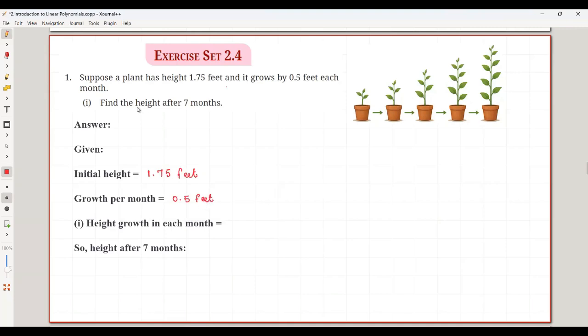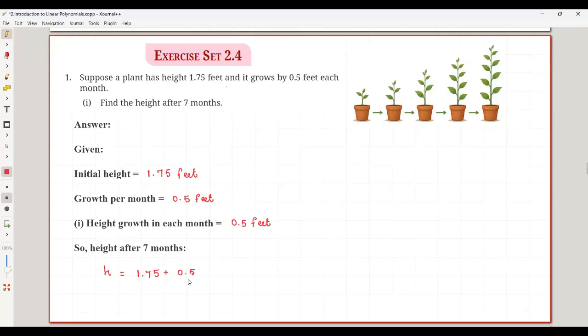Now for the first question, find the height after 7 months. Height growth in each month is given as 0.5 feet. So now we have to find the height after 7 months. We can write height as h. In the beginning it is 1.75, which is fixed, plus every month it is increasing by 0.5.